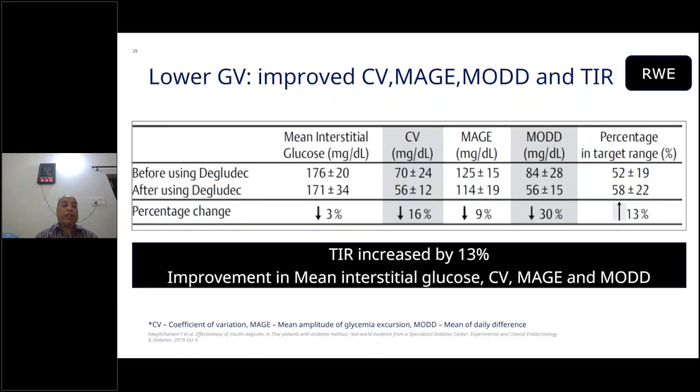Now, if you're treating patients with type 2 diabetes and they are not maintaining their glucose in range, and they are now shifted to degludec, this study has shown that with the use of degludec, the coefficient of variation of glucose and the mean amplitude of glycemic excursion are all significantly improved with the addition of degludec as compared to other drugs.